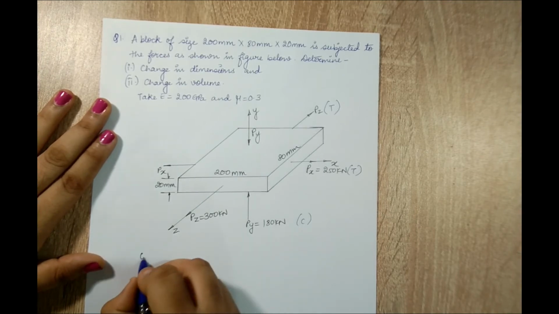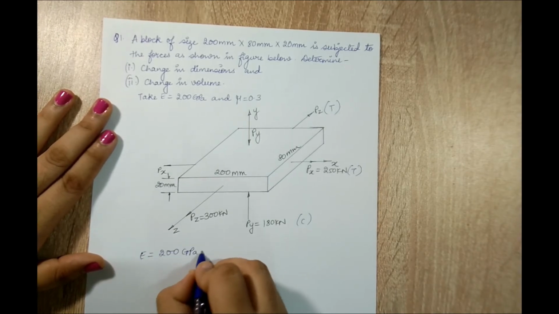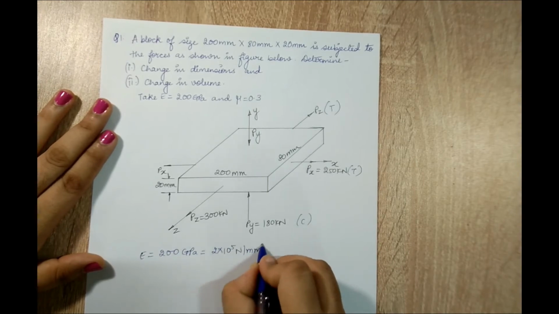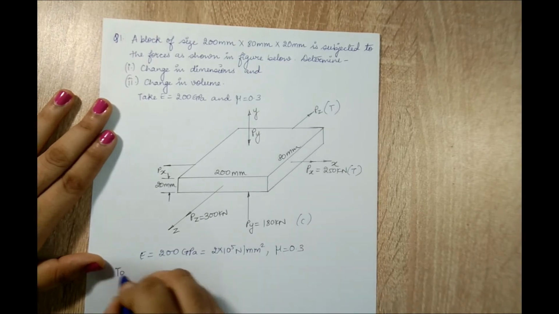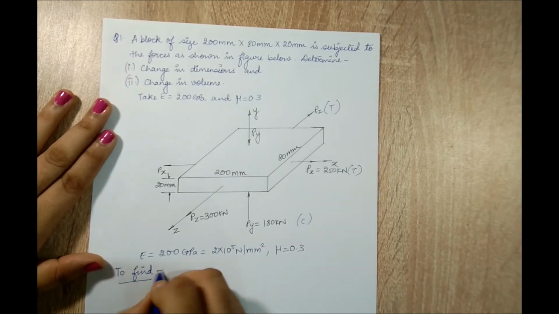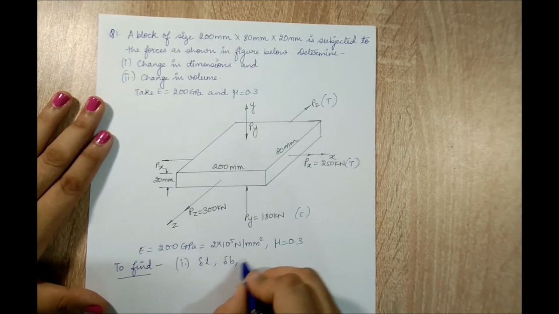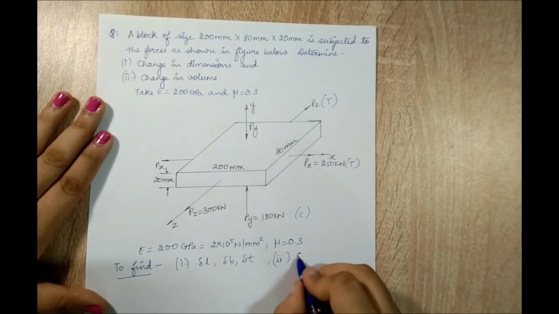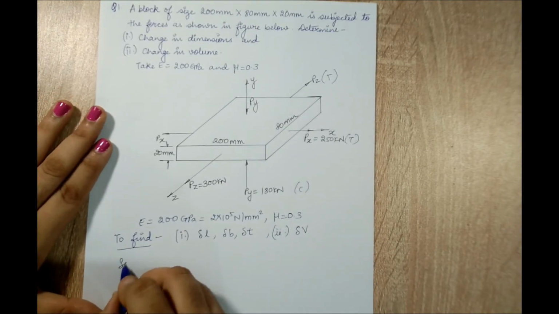E is given to me as 200 gigapascal, which is 2 into 10 raised to 5 Newton per mm square, and mu is given as 0.3. So I need to find the change in dimensions, meaning the change in the length, change in the width and change in the thickness, and I also need to find the change in volume, which means delta V. So I'll start solving.